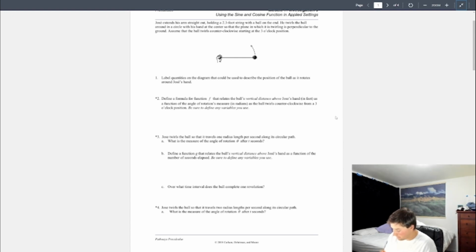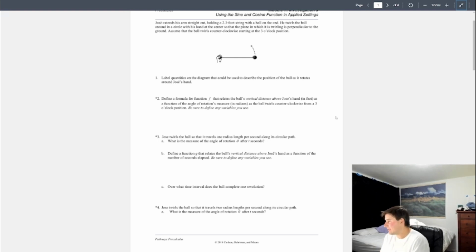Theta is obviously not seconds, it's t. It sounds weird to say. Theta equals t radians. A weird thing to say.